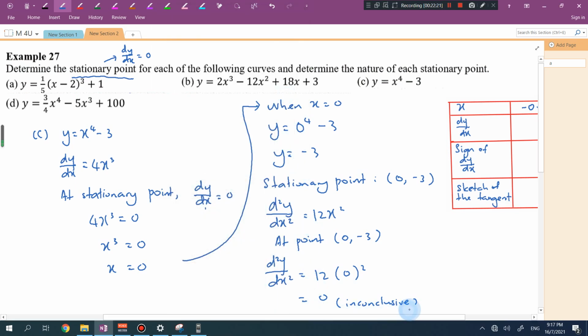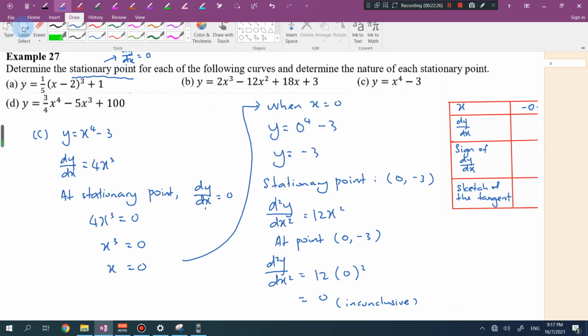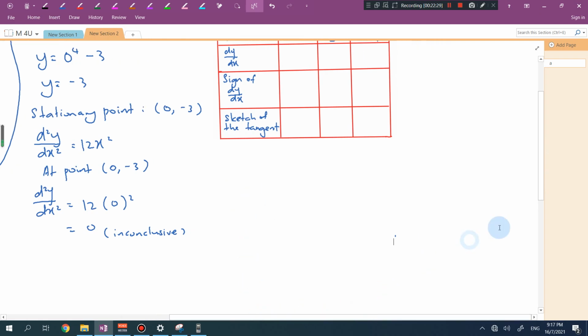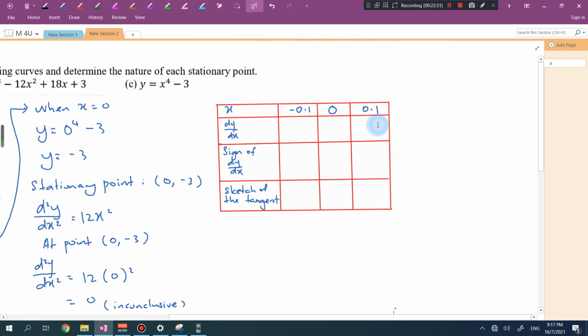The most important thing in this part, when we determine the nature of a stationary point, is actually not the value of dy/dx, but the sign, positive or negative. So this is negative 0.004. Oh, sorry, negative, yes, correct. This is 0, and this is 0.004. Negative, 0, positive. Negative, the gradient goes down this way. 0, the gradient goes this way. Positive, the gradient goes this way.